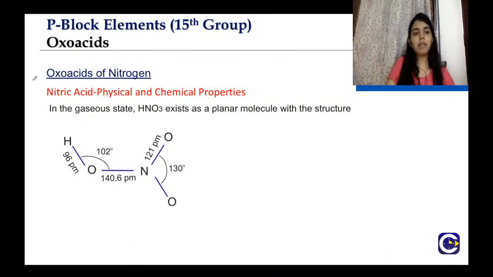Now, physical and chemical properties of nitric acid. First, you see the structure. The structure is an oxygen connected with a hydrogen, and then the nitrogen connected to that oxygen, and two oxygens connected to the nitrogen itself. So it is a planar molecule. Structure is very important. You don't need to remember the bond lengths and bond angles, but the structure you need to remember.